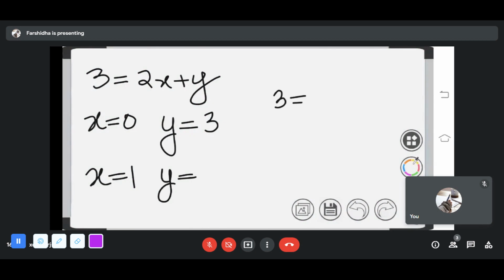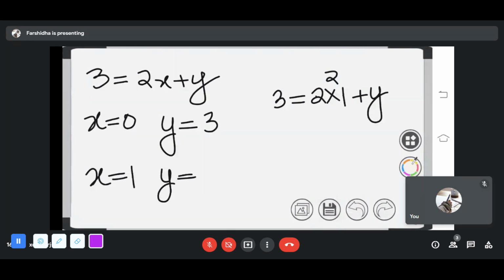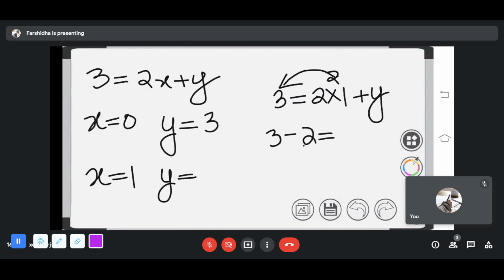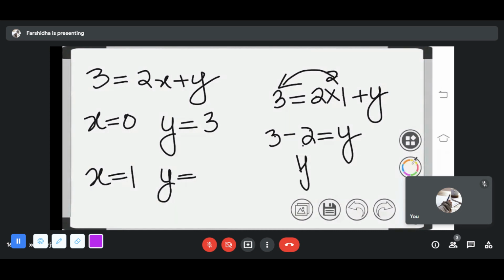Is that 2? No. 2 into 1 plus y. So 2 into 1, 2. Take plus 1 to this side. 3 minus 2 will become 1. Therefore y is equal to 1.